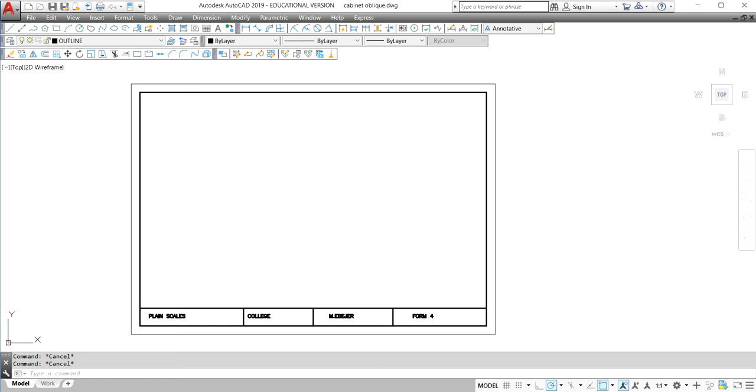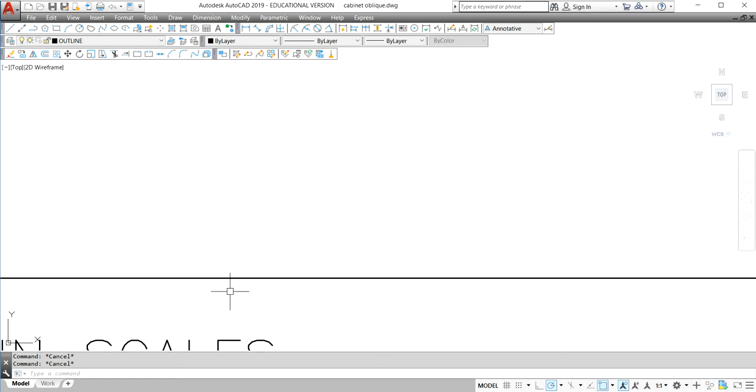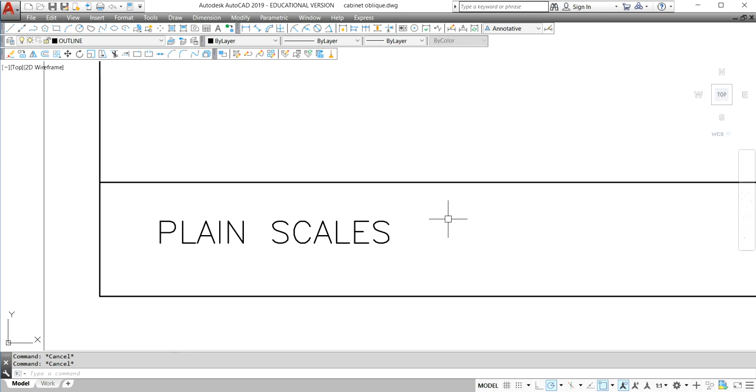Hello, today we're going to start a new topic which is called plane scales. Basically, this topic is about designing a scale ruler. That is, it will look like a normal ruler, but in reality it is reducing or enlarging the real measurements.